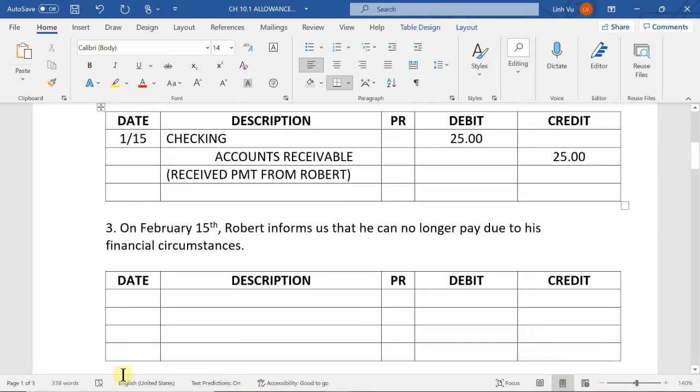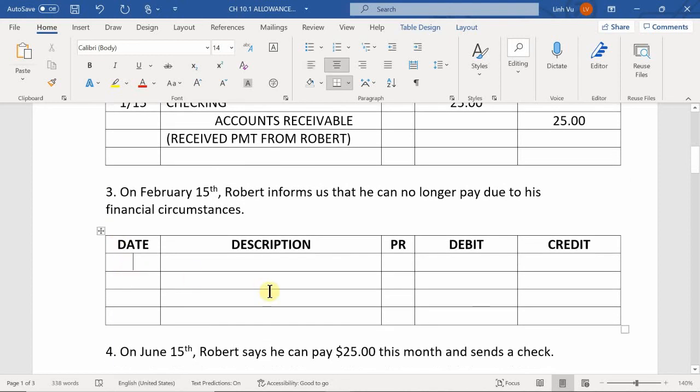So then on February 15, Robert informs you that he can no longer pay you due to his financial situation. So in this case, he told you on February 15 he cannot make a payment. So this is going to be considered potential bad debt. So what are we going to do here? We can't just slide it off and assume that he's going to pay next month. We have to assume we're going to place this amount that he owes me in another account because it's potential bad debt. So how are we going to journalize this? We know who, Robert. We know when, February 15, and we know exactly how much he owes me. So what are we going to do here?